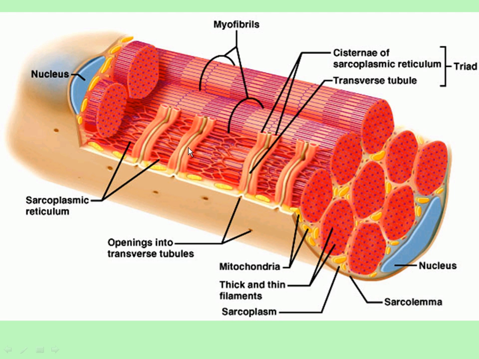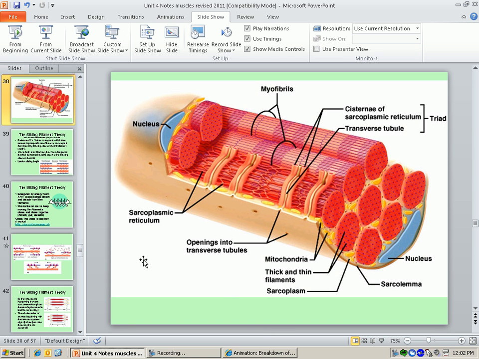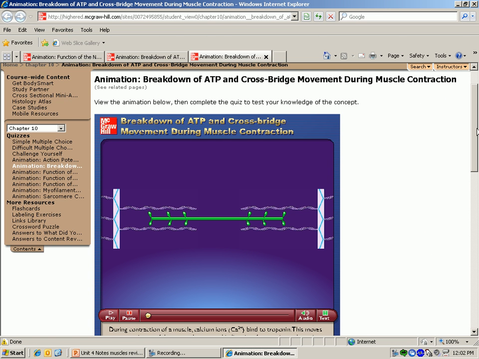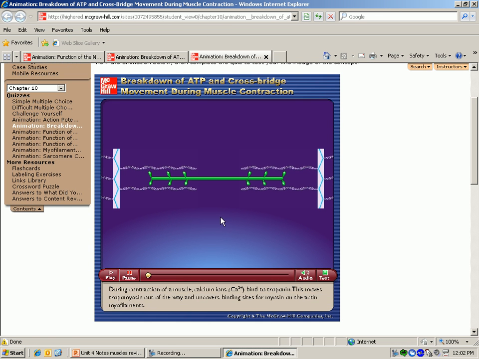Now let's talk about what that calcium actually does. How does that calcium actually help create a movement? I'm going to move to this animation because I think it does a much better job of explaining what happens in the sliding filament theory. What we're looking at here is a sarcomere. A sarcomere starts at a Z disc and ends at a Z disc, and it has thin filaments and thick filaments. If you remember, a thin filament is actin, and the thick filament, this green here, is myosin.